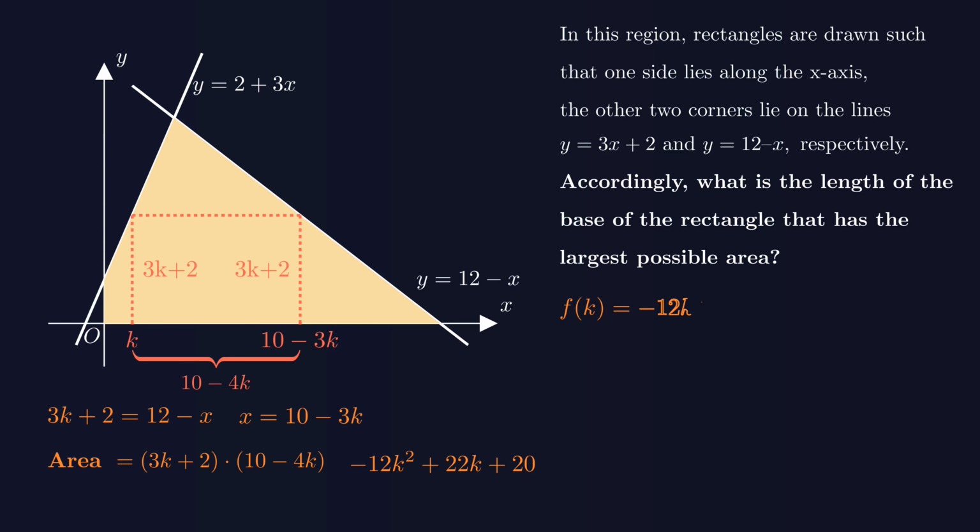Let's call our function f of k. Its derivative is negative 24k plus 22. Setting that equal to 0 gives us k equals 11 over 12. This is the x-coordinate of the point where the area is maximized. But the question asked us, what is the length of the base of the rectangle, the part along the x-axis? That was 10 minus 4k. Now we just plug in 11 over 12 instead of k, and we find the final answer. It comes out to be 19 over 3.